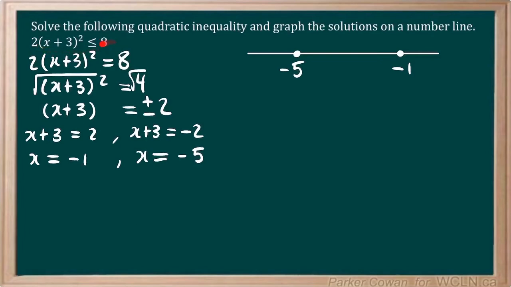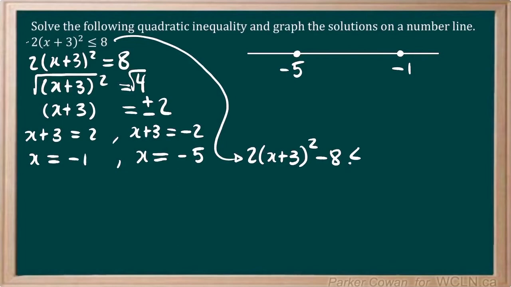So thinking about this parabola, if we were to kind of move this down here, we would have 2(x + 3) squared minus 8 less than 0, right? So what we want to basically solve for here is we want to find when this parabola is less than 0. So we have our roots here. We can think of this as the x-axis, which means that obviously y is equal to 0 here. And so we want to find when this parabola is below this axis.